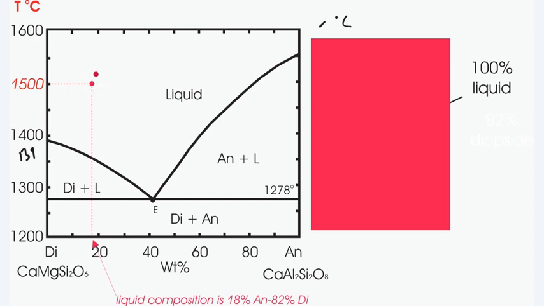So here we have taken a liquid at this point, then we are drawing a perpendicular to the abscissa. It is given the composition that diopside is 82% and anorthite is 18%. You can take any point here, all have the same crystallization behavior, so we will only take one. It is at a temperature of 1500 degrees centigrade.